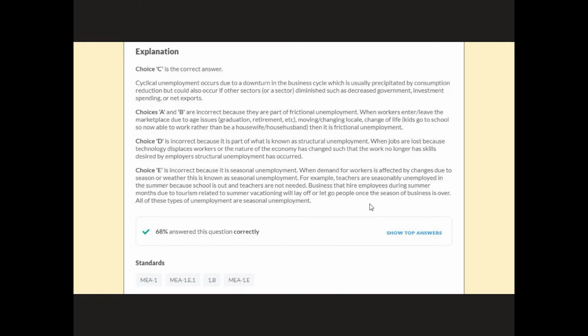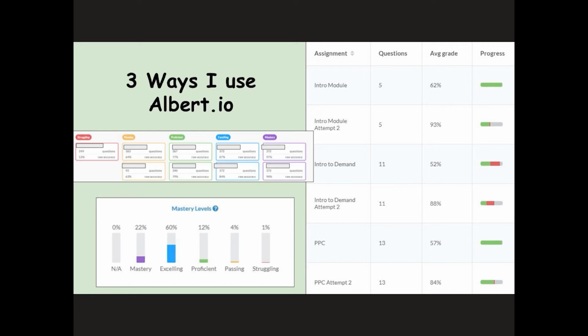But this gives students the opportunity to look at and see, well, I chose E, why is that incorrect? And it gives an explanation for why that was given as an answer choice and why that is not correct based on the question prompt, as well as giving the correct answer and the explanation as to why that correct answer is correct.